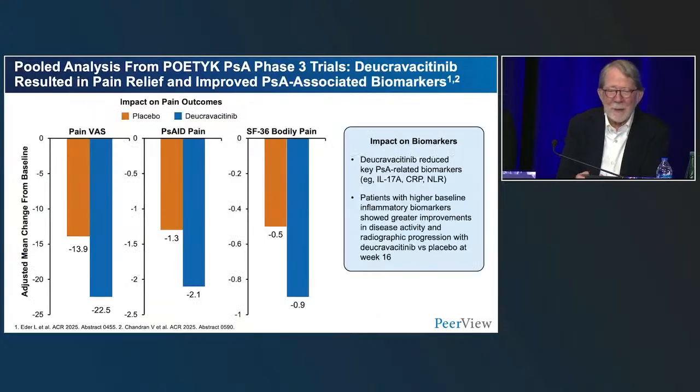And then here is some pooled analysis from these two trials. Pain VAS scale showing improvement, PsAID pain, and SF-36 bodily pain. So what we're highlighting here are some of the patient-reported measures that are important to patients.